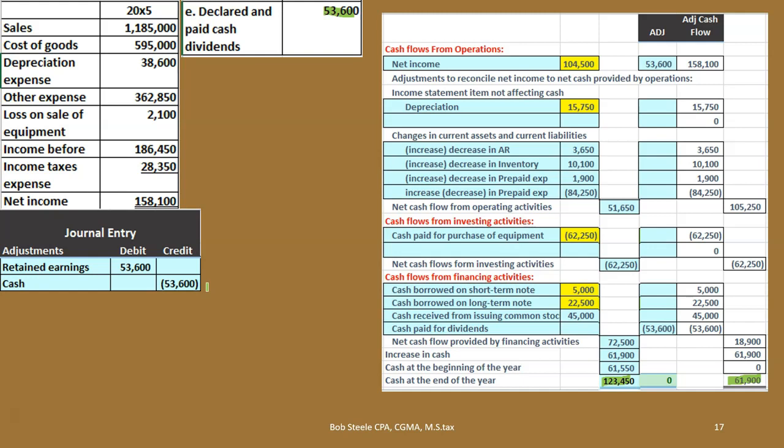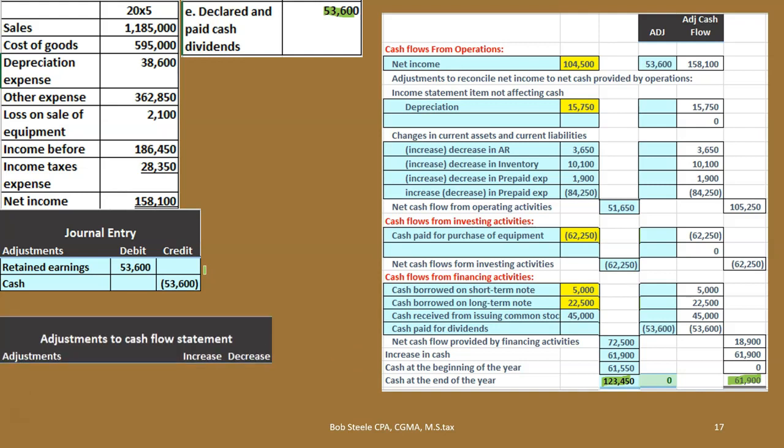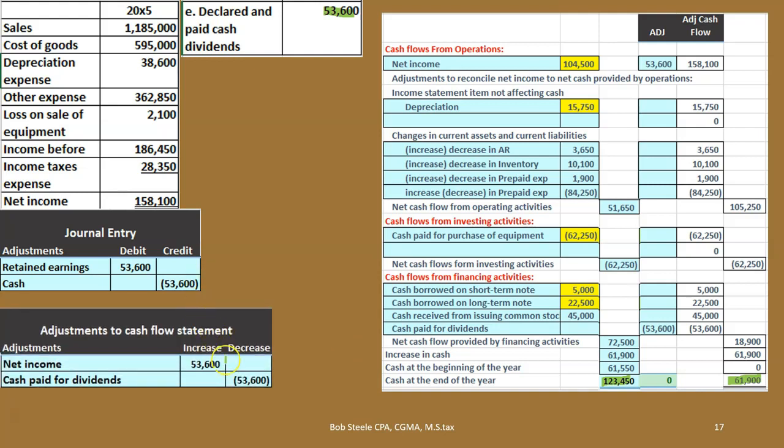So that's the journal entry. Now let's think about that journal entry in terms of a change to our cash flow statement. What two accounts, what two names on our cash flow statement can relate to this journal entry to make us have an even adjustment? And of course, net income has to change. So we know that net income has to go from 104.5 up by that amount in order to get to our net income, which is on the income statement here.